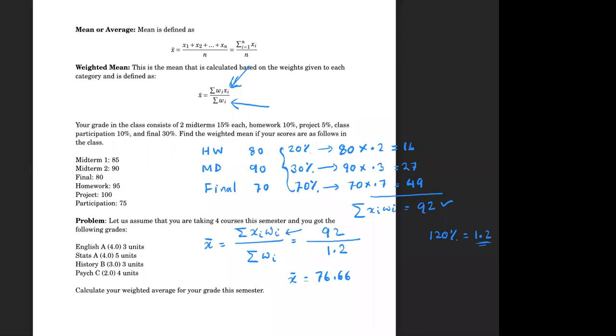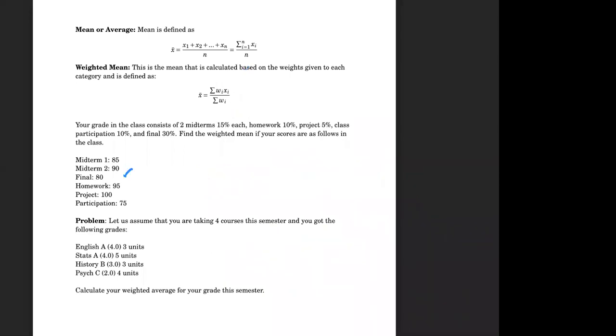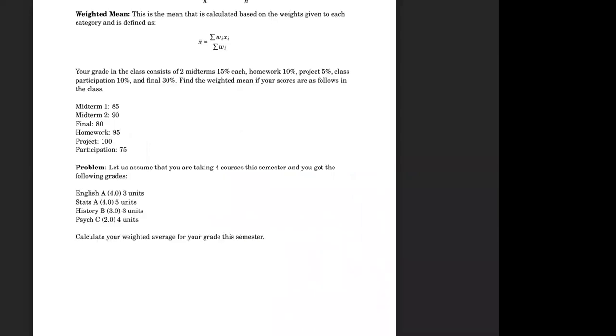Now, here is a great example. This one you can do on your own, all right? However, this one, let me do it myself. So you're taking 4 courses this semester and you get the following grades. English, you get A, stats, you get A, history, you get B, and psych, you get C. Remember, the units for each course is what? 3 units, 5 units, 3 units, and 4 units.